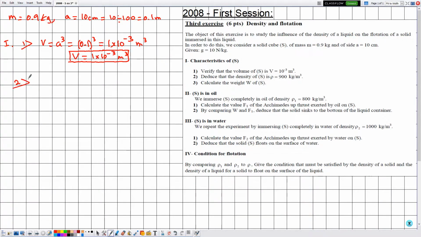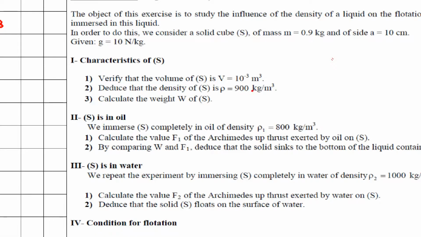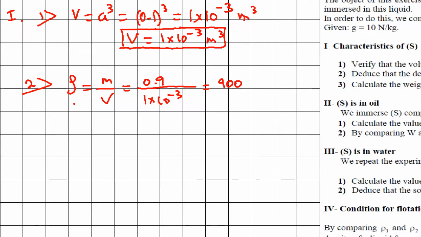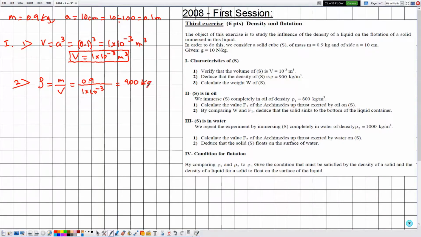Now number 2, deduce the density of S is rho equal to 900 kg per meter cube. By deduce, it means that we need to use the previous part. In number 1 we have determined the volume and we know the mass of this solid, so density can be calculated using mass over volume. Now the mass is 0.9, whereas the volume is 1 times 10 to the power minus 3. Plugging this fraction on the calculator, the density is 900. Since both the mass and the volume are expressed in the SI, the unit of rho will be in the SI, which is kilogram per meter cube. Then the density of this solid is 900 kilogram per meter cube.